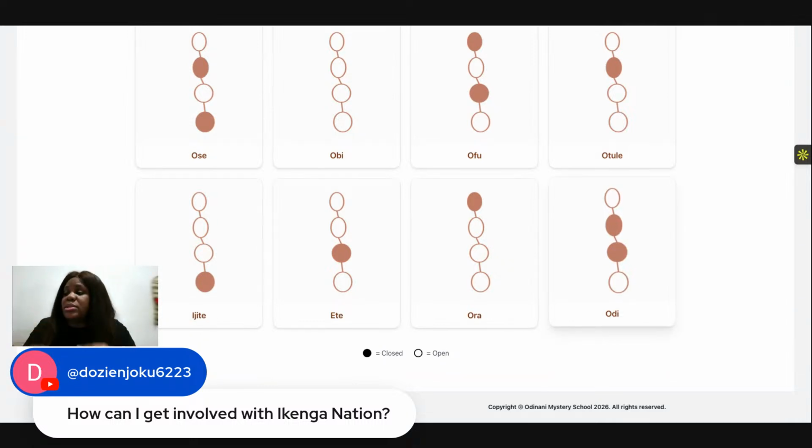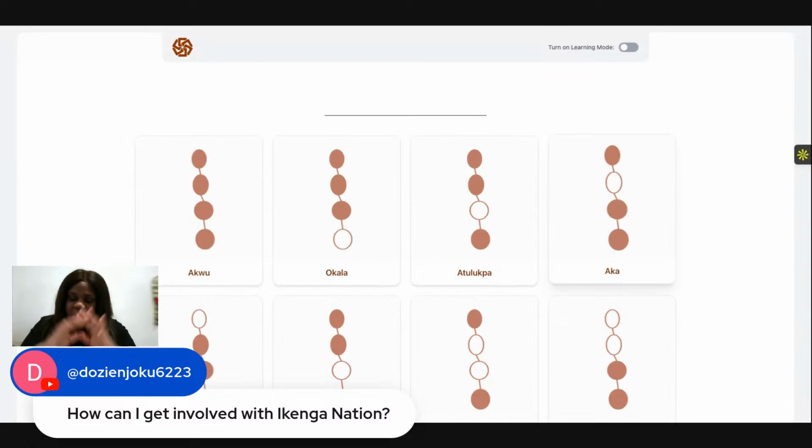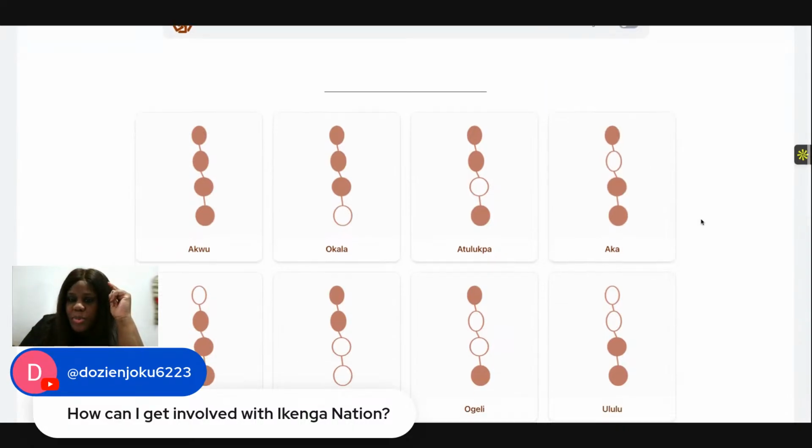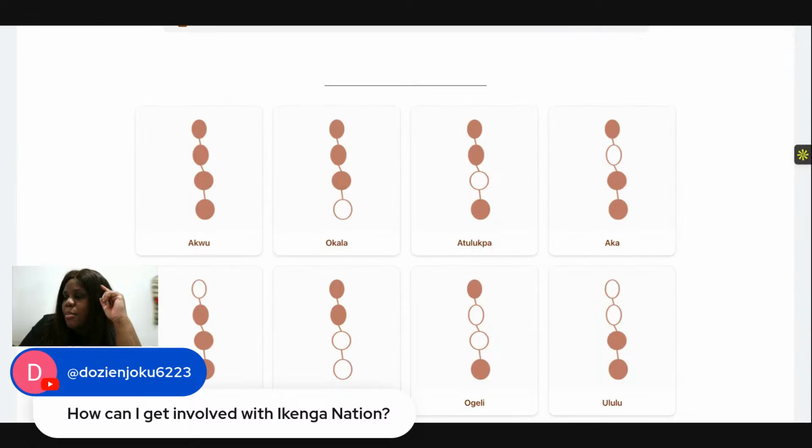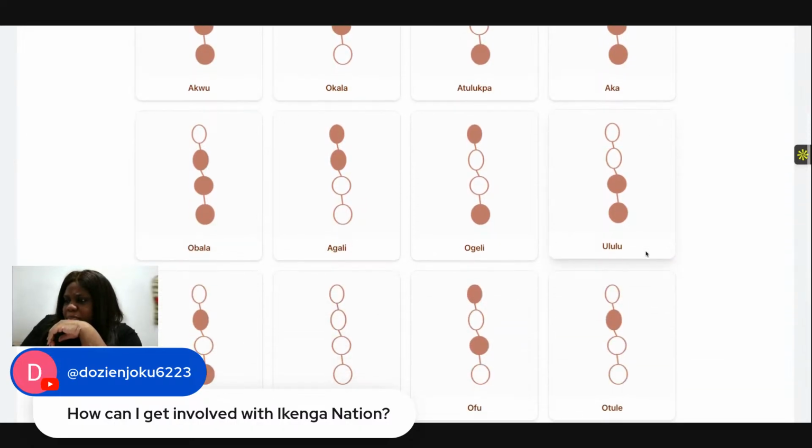Okay. OD. Let me see if I can remember everything. Let's see how I remember them. I remember Aku. I always remember Aku. Okala is the reverse of Abala. That's how I remember that one. Atuluba and Aka are reversed. I gotta think of another way to remember Atuluba. But Abala, I always remember Abala. Agadi, I usually remember Agadi.